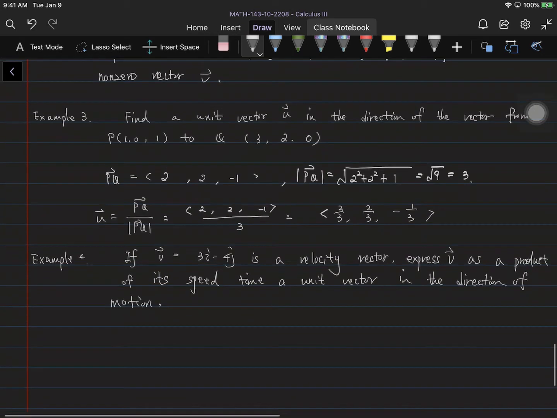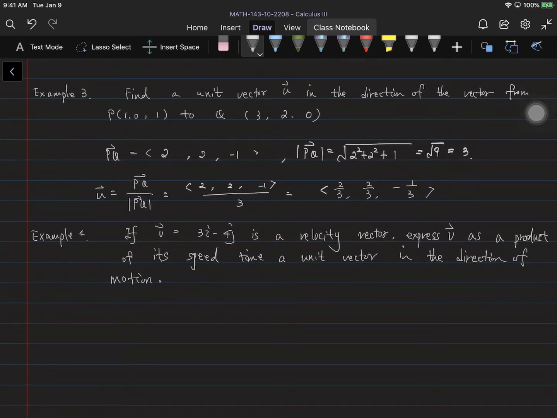Okay, so now let's see what's the meaning of this problem. Speed actually is magnitude, and it's times a unit vector in the direction. So actually this is a unit direction vector. We want to express the v vector as speed, which is magnitude, times the direction. Direction is the vector divided by its own length. So something like this. We want to do it this way.